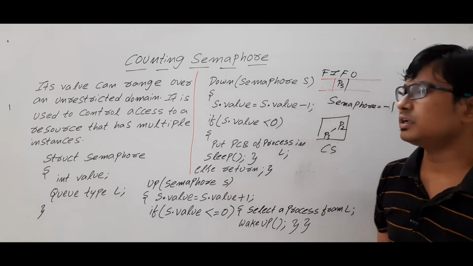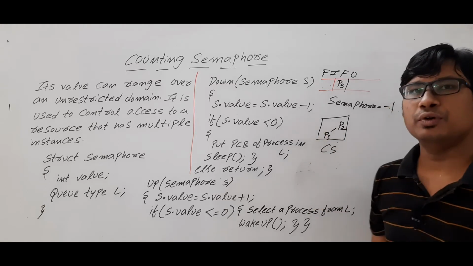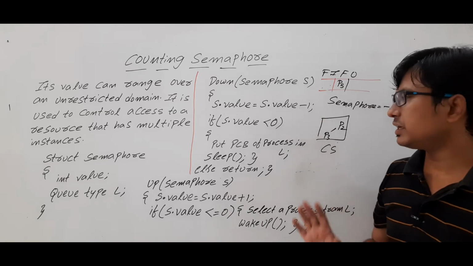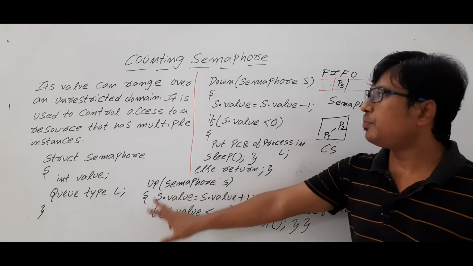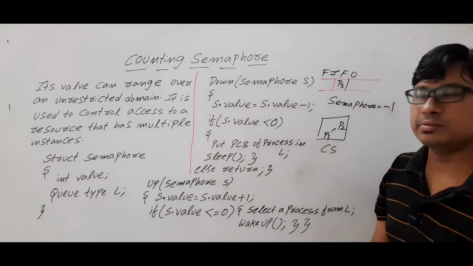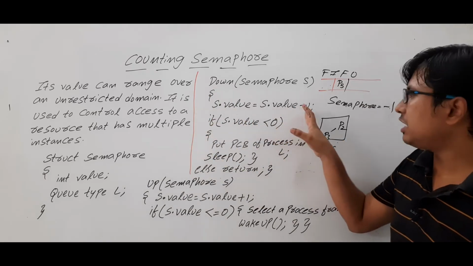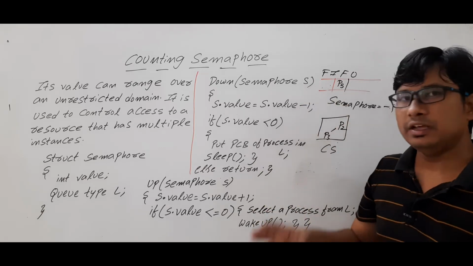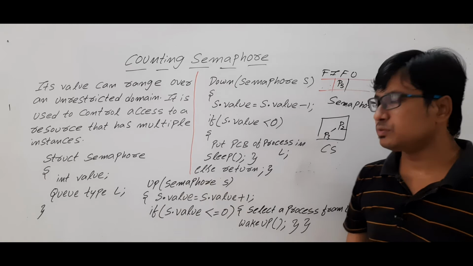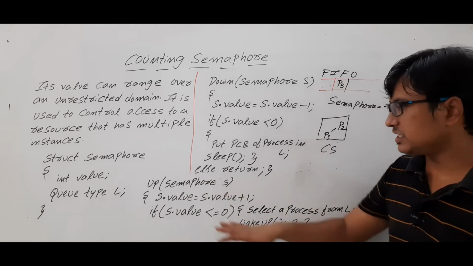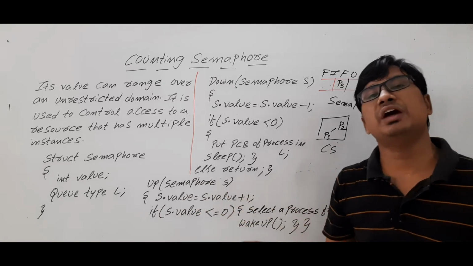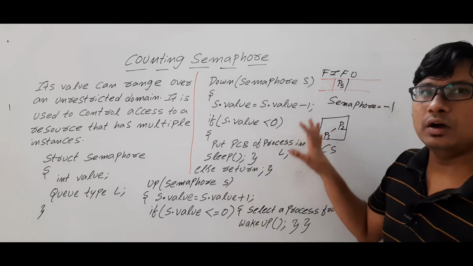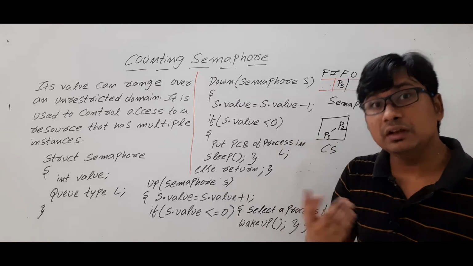One more process can enter into the critical section. Now process P4 will enter into the critical section. Is it clear? Are you able to understand? So we will have an up operation and a down operation. Down operation means that the semaphore value will be decremented and the process can enter into the critical section if there is a vacancy. Up operation means whenever the process leaves the critical section, it will increment this counting semaphore value by 1. Is it clear? I hope you have understood how the counting semaphore value will work.